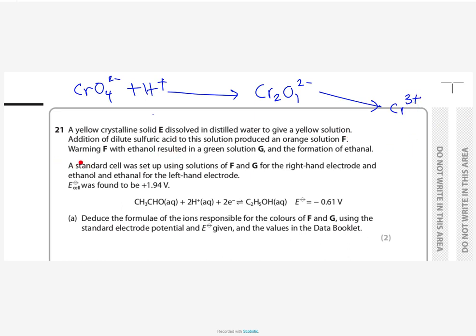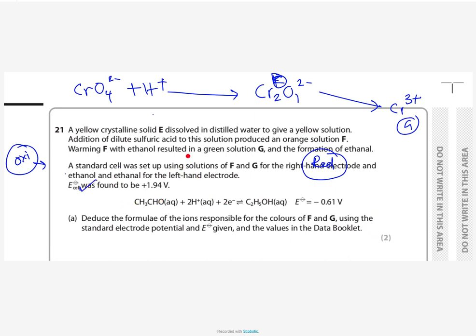Let's analyze it. The standard cell was set up using solutions F and G. What is F? This is F, the orange solution, and G is the green solution. For the right-hand electrode, it is ethanoic acid, ethanal, and for the left-hand electrode, ethanal, ethanol. What do you understand by the right-hand electrode? That means reduction has taken place here. Ethanol to ethanal at the left-hand electrode, we know that is oxidation. And overall, E cell is plus 1.94, which means this reaction is feasible.